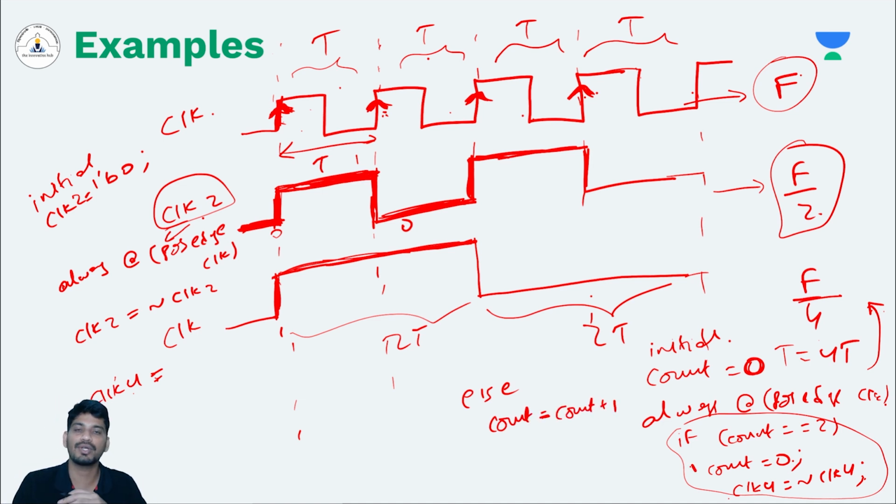By this, you can get any clock frequency by changing the value of the count. If you are counting for 2 clock pulses, then it is an f by 4 signal. If you are counting for 4 clock pulses, then it will be an f by 8 signal. So we will see that once we do the practical.